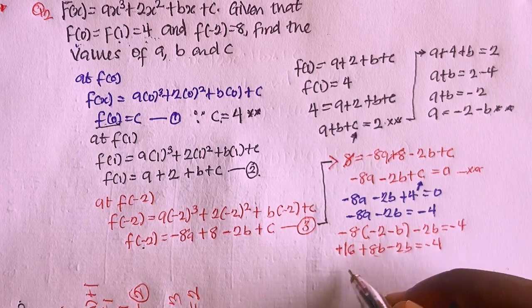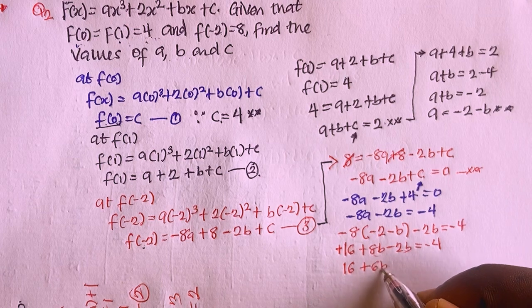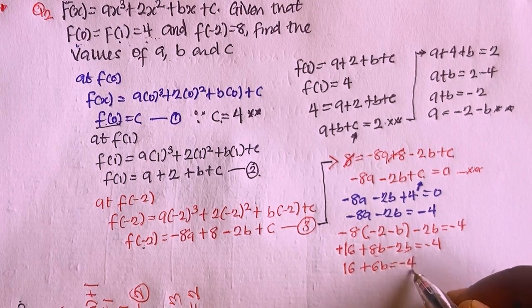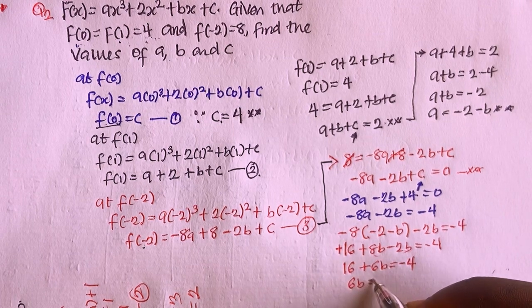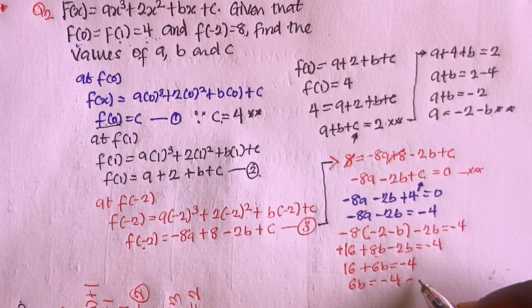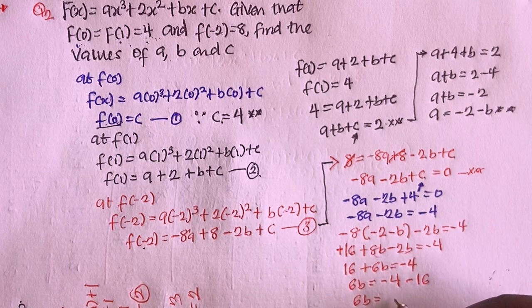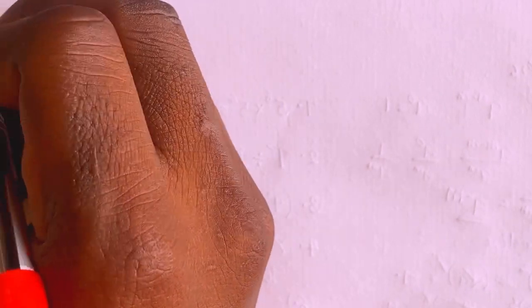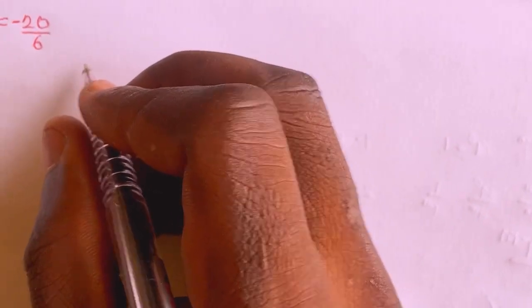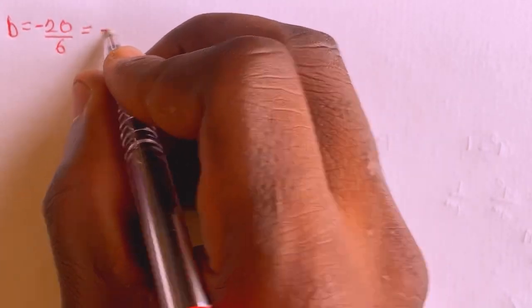So now here I'm having plus 16, and 8b minus 2b is actually plus 6b, equals minus 4. Then I'm going to have 6b equals minus 4 minus 16, so 6b equals minus 20. So b is equal to minus 20 over 6. Then 2 goes into this side, 2 goes into this place, and I'm having everything to be minus 10 over 3.